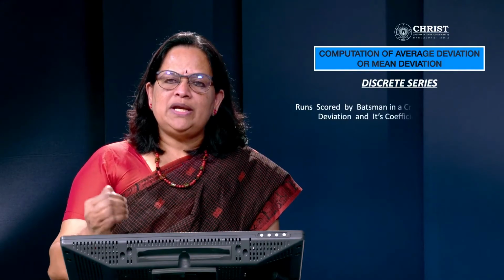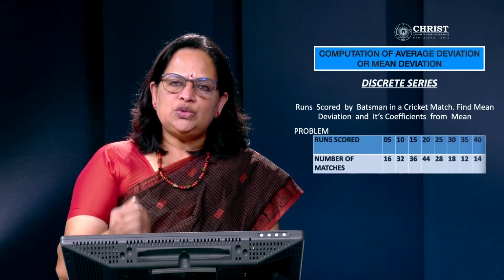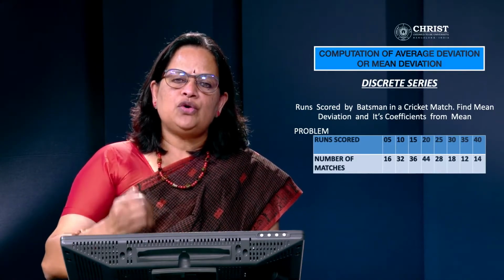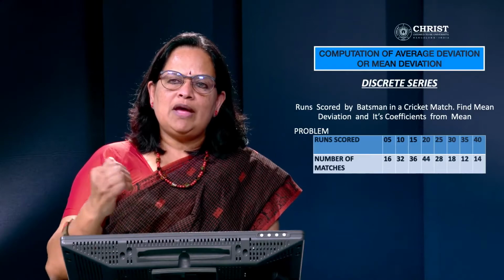Now, see the problem: the following are the runs scored by batsmen in a cricket match. Find the mean deviation and its coefficient. Runs scored are 5, 10, 15, 20, 25, 30, 35 and 40. Number of matches are 16, 32, 36, 44, 28, 18, 12 and 14.